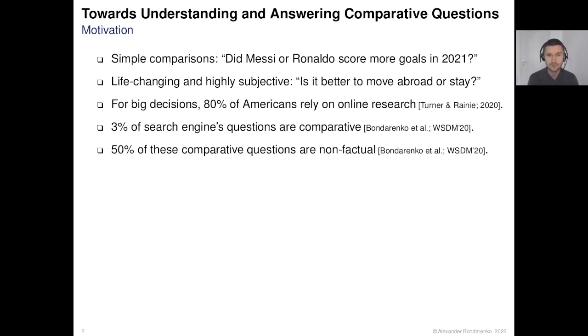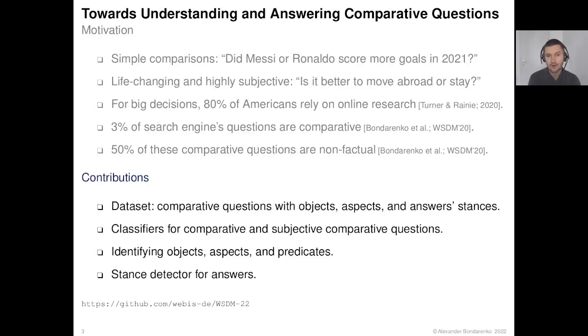But to be able to put this potential answer on the correct pro or con side, a respective stance of those answers should be identified. To do so, we created a data set with questions that we manually labeled as comparative or not. And on the token level, we labeled comparative questions with the tokens of interest like comparison objects, aspects, predicates. And for a subset of comparative questions, we extracted potential answers and annotated their respective stance.